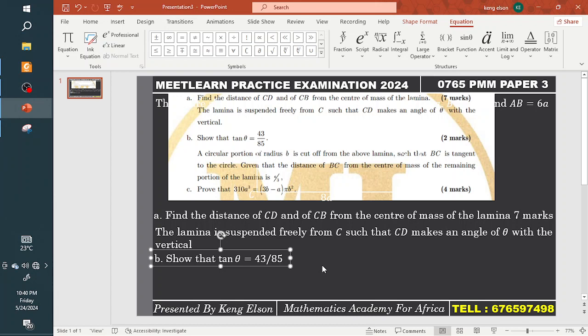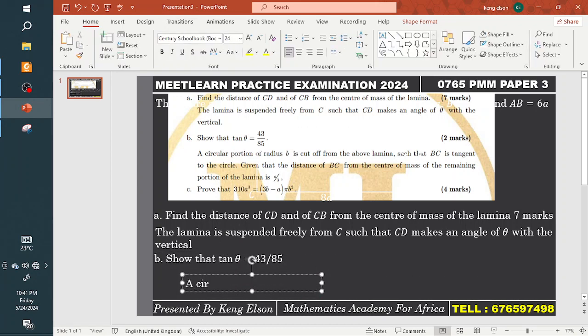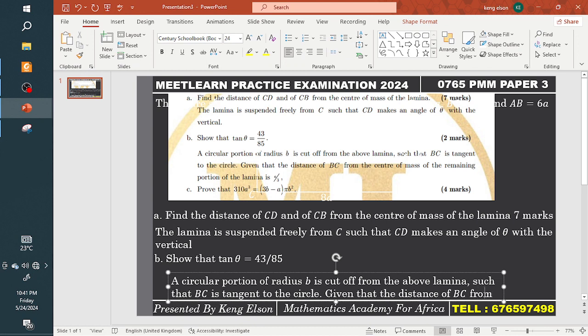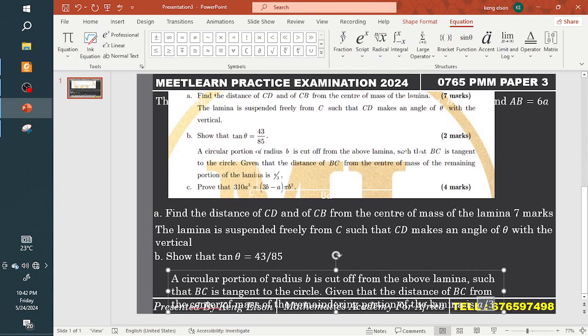Now the question continues by saying that a circular portion of radius B is cut off from the above lamina such that BC is tangent to the circle. Now given that the distance of BC from the center of mass of the remaining portion of the lamina is A divided by 3.